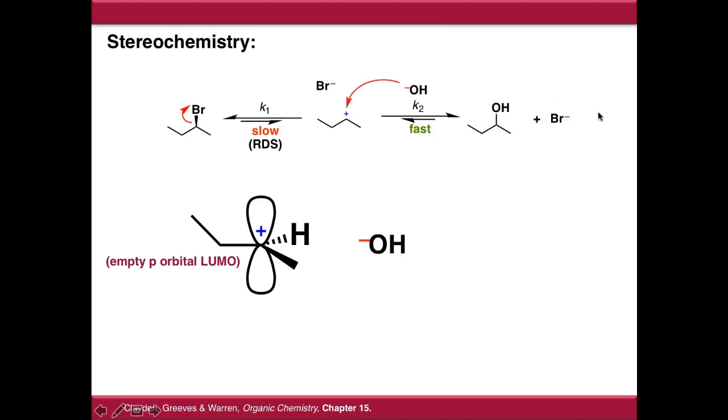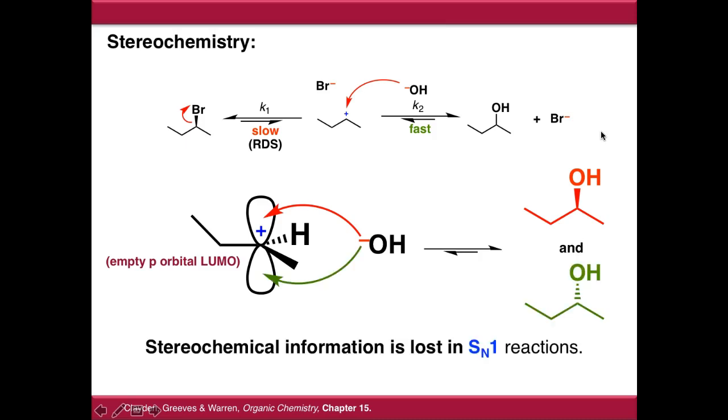So OH minus in this case has got two choices. It either attacks the top lobe of the p orbital, and the product that we would get out here is the wedged alcohol, because OH has attacked the top side of this carbon framework. Or it could attack the bottom lobe of the p orbital, and we would end up with the hashed alcohol here. Now, without any extrinsic factors like other chiral centers in the molecule or a chiral environment that the reaction's occurring in, this will give a one-to-one mixture, because there's no preference for OH minus attacking the top lobe versus the bottom lobe. So we'll end up with a racemic mixture of product.